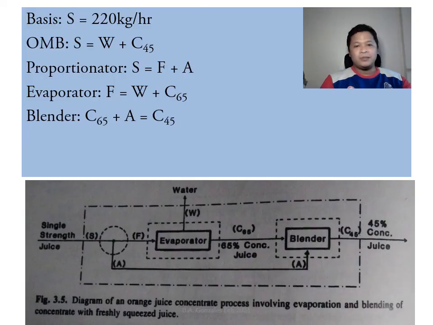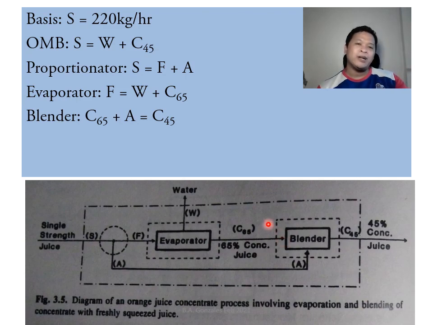Alright, so in this case, I'll just provide you with the initial steps, and then you can try solving this on your own as a sample problem or a practice problem, and I'll be including the solution in the succeeding slides. Now, so we first choose a basis based on the problem. It's more convenient to have a basis of 1 hour of operations kasi nga yung hinihingi dun sa problema is per hour then. Okay, as you can see here, we have actually 1, 2, 3, and 4 boundaries, a system boundary and 3 process boundaries for the proportionator, evaporator, and blender respectively.